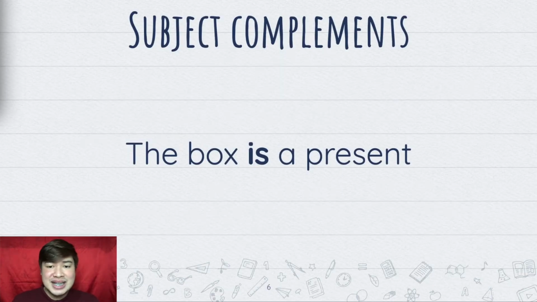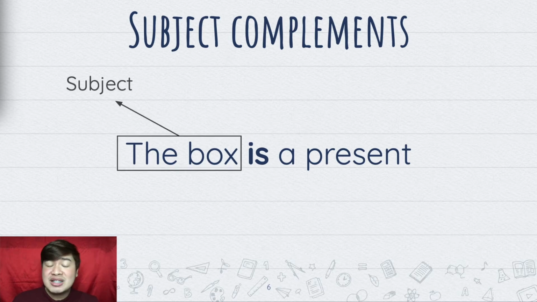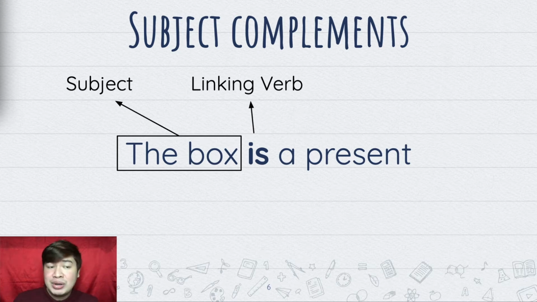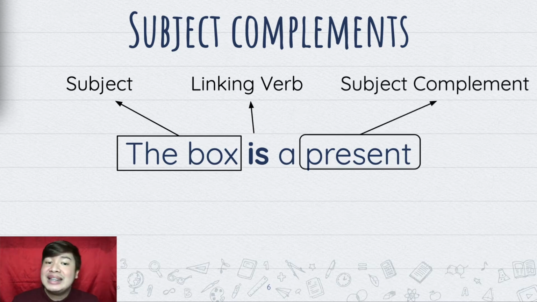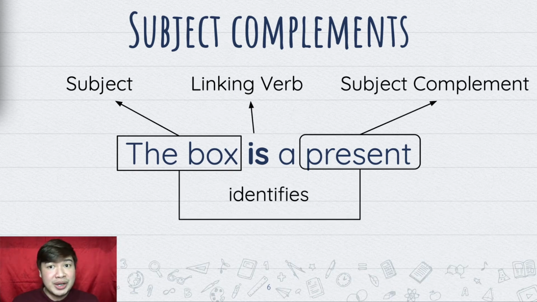The sentence here is the box is a present. In this sentence, we have the box as the subject, is as the linking verb, and the word present is a noun, which is a subject complement because it identifies the word box. Now, let's look at another one.